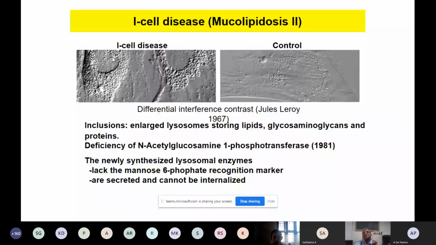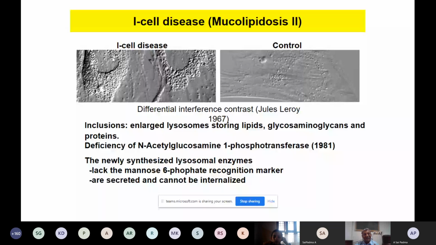How these lysosomal enzymes are transported, we'll see in the subsequent slides. But in the absence of the phosphotransferase enzyme, the lysosomal enzymes, although they are synthesized, do not carry the marker of mannose-6-phosphate, and therefore they do not go to the lysosomes. They are secreted out of the cell, and therefore the lysosomes lack the lysosomal enzymes.